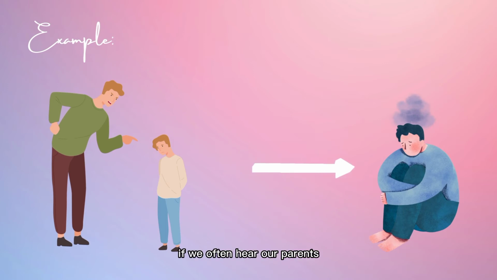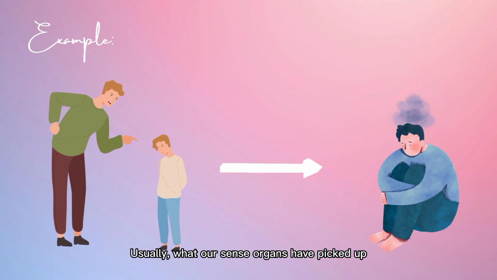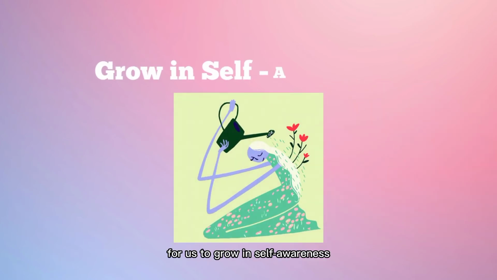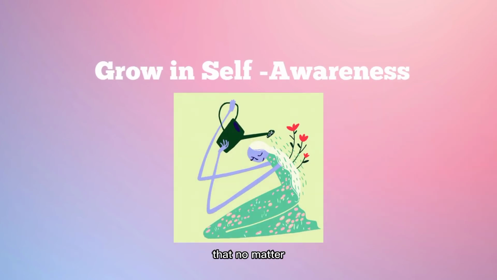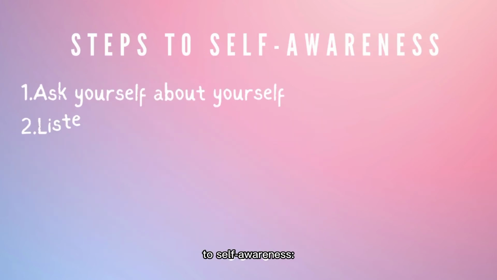Example: as we grow up, if we often hear our parents telling us that we are not smart or creative enough, we would also begin to perceive ourselves in that way after it has gone through the 5 stages of perception. Usually, what our sense organs have picked up would affect our perception of ourselves and others, may be positive or negative. It's a challenge for us to grow in self-awareness and remind ourselves that no matter how we grew up, whatever influences that we have that shape our self-perception, at a certain point, we need to take responsibility for better understanding of ourselves.